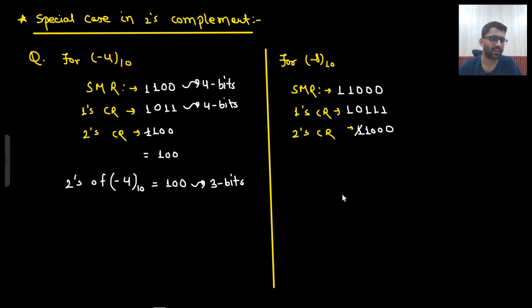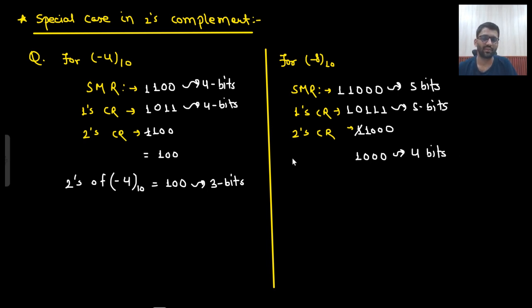So what you can do? You can cut this one. So 1 0 0 0. What is this? This is in 4 bits only. What about these? How many bits are there? 5 bits, and this is 5 bits. So in minimum 4 bits you can represent minus 8. So the 2's complement representation of minus 8 is 1 0 0 0.